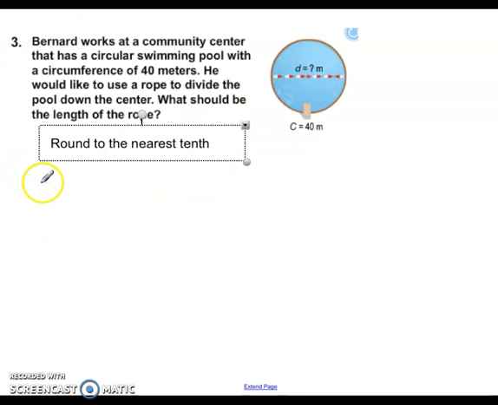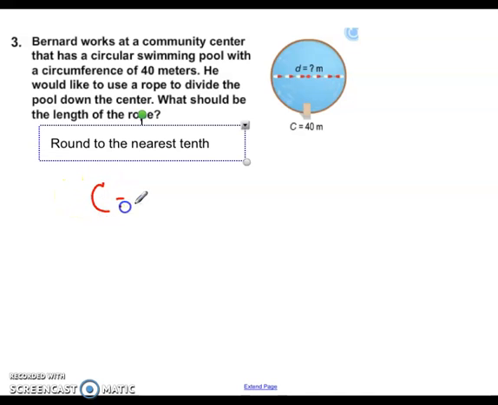Okay, so now we're going to do an example, a word problem, where we need to solve for the diameter. Bernard works at a community center that has a circular swimming pool with a circumference of 40 meters. He would like to use a rope to divide the pool down the center. What should be the length of the rope?